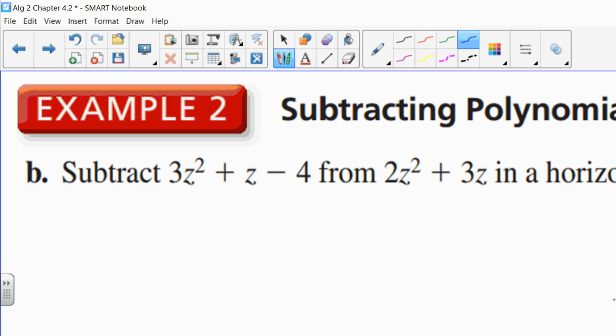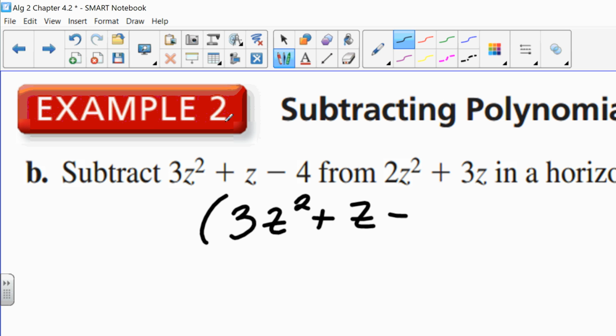The next one we're going to look at is subtracting horizontally, so in a single line, which will be very similar to addition. Because we're going to start off by just rewriting our expressions with parentheses minus 2z squared plus 3z. So we're going to start off writing our expressions in parentheses with the subtraction sign in the middle.